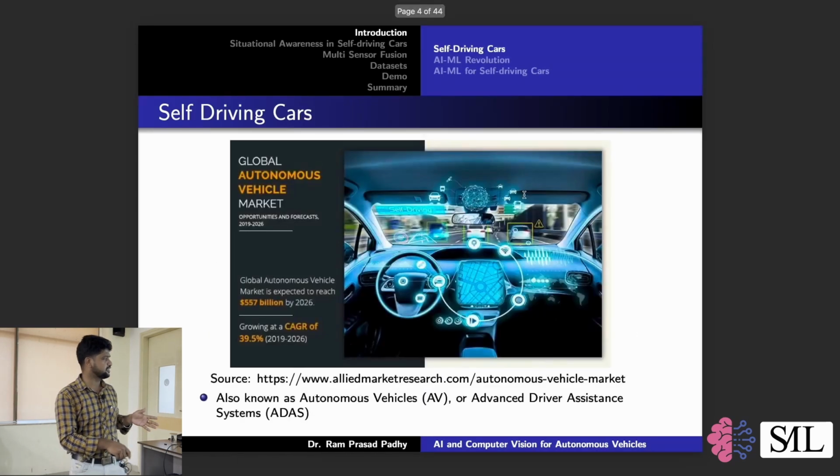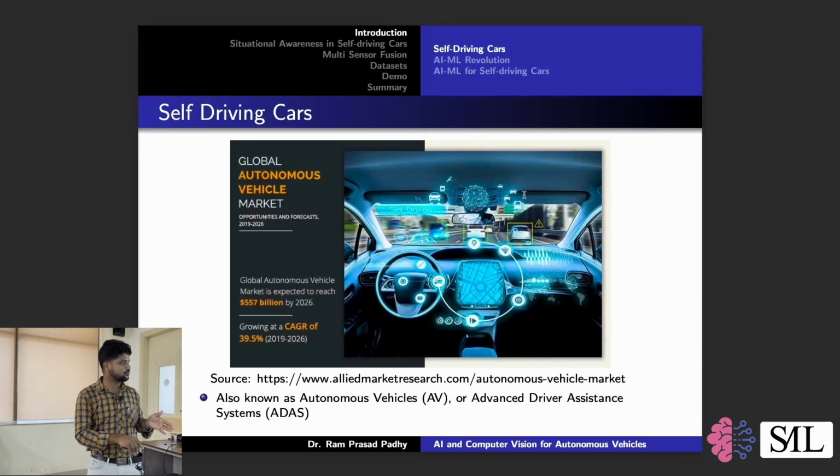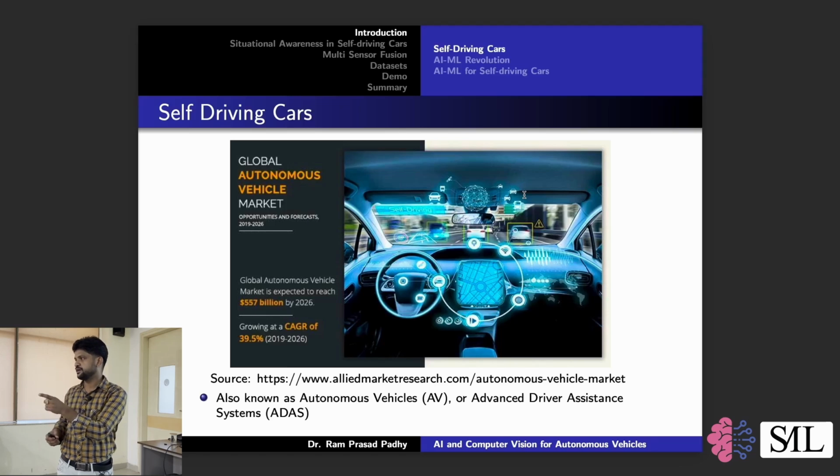Also, if you read research papers, generally the term autonomous vehicles or advanced driver assistance system will be used. They will not use the term self-driving car. Self-driving car is like a layman term. If you tell someone outside, they will understand it. But in research papers, generally it is advanced driver assistance system. Okay, that is the term that is used. I'll tell you why it is known as advanced driver assistance system.